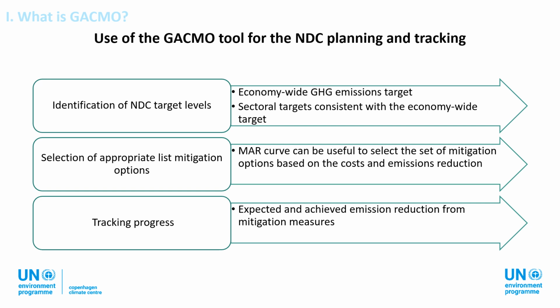For example, the marginal abatement revenue curve can be used to select the set of mitigation options based on the cost and emission reduction. And finally, it can be used for tracking the progress of the NDC achievement. It can be helpful to estimate expected and achieved emission reduction from each individual mitigation measure.